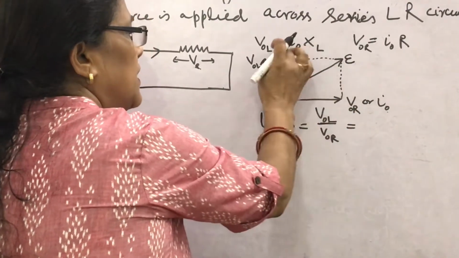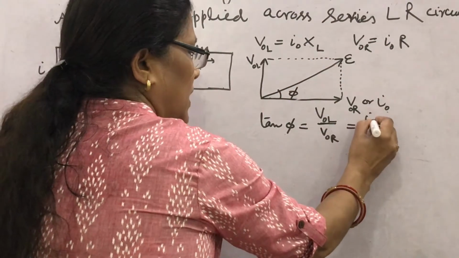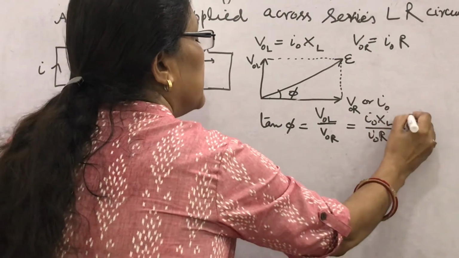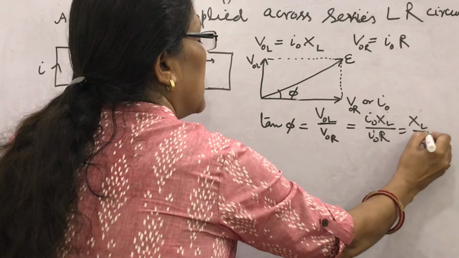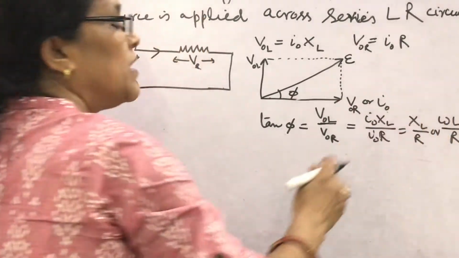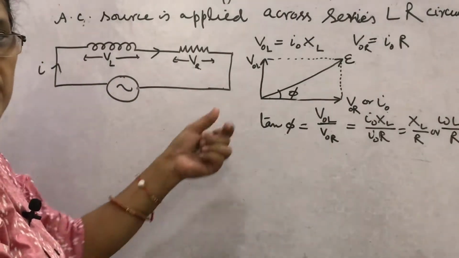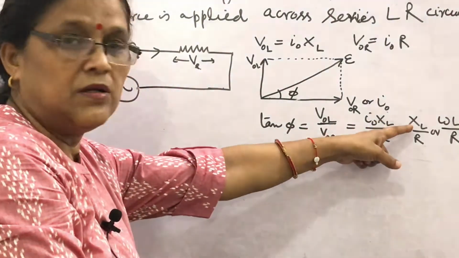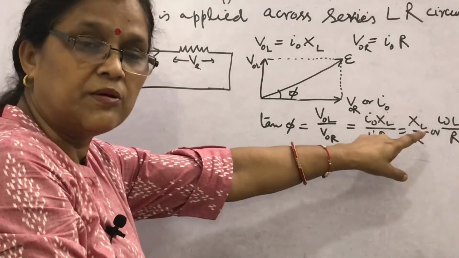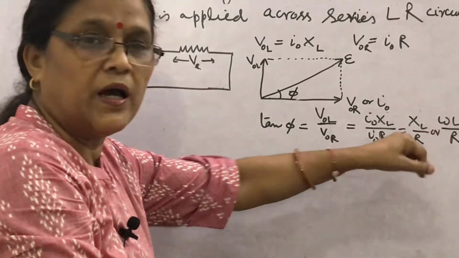What can you write here? This is I naught XL upon I naught R, so it can be written as XL by R. What can you write for XL? We have seen XL is omega L. XL is inductive hindrance, that is inductive reactance, the hindrance produced by the coil in the path of current. So this is omega L by R.